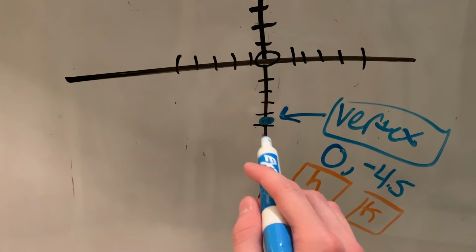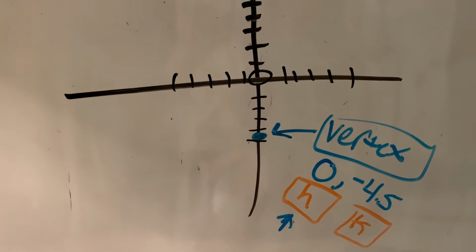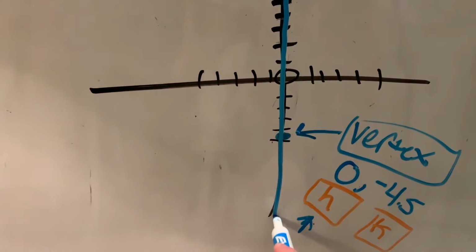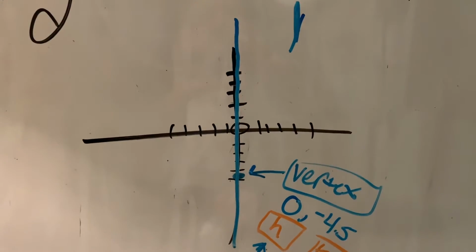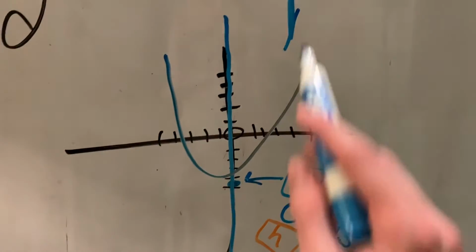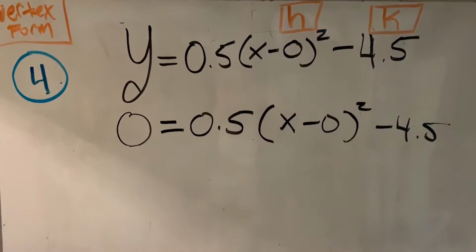It is on 0, which is also our h value. Then you simply draw a vertical line straight through it. So that is our axis of symmetry, because the parabola will look something like that later. It'll go through it, right? And then you can see it folds over on itself.